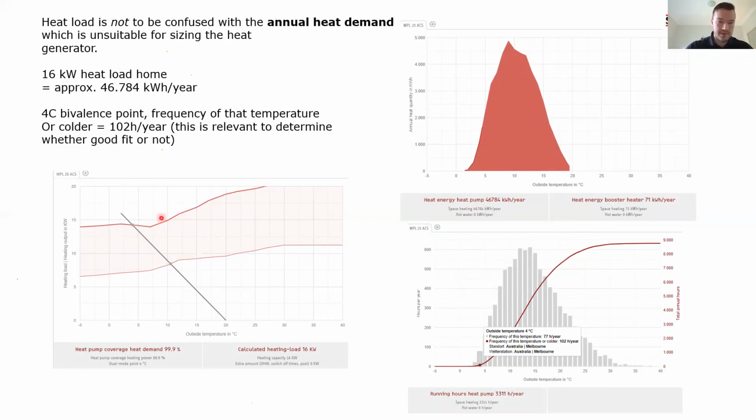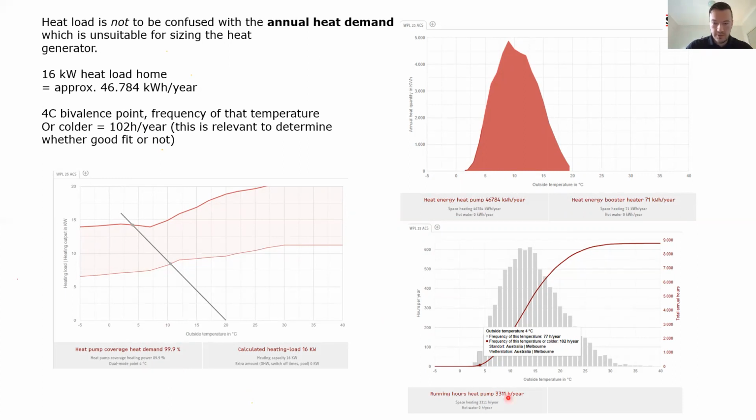The 4-degree bivalence point, I think we've belabored that one a few times now. What's interesting here is that the 4 degrees is not necessarily suitable to determine whether or not we're dealing with a good design. It can be, but it's not always. 4 degrees might sound relatively early for some climates. I mean, in the ACT or something, we can go down to minus degrees. If we say 4 degrees is the bivalence point, that might shock some people and they say, oh, what happens below 4? But I wanted to make clear that even in this example, it's 99.9% covered. Heat pump coverage of heat demand is 99.9%.